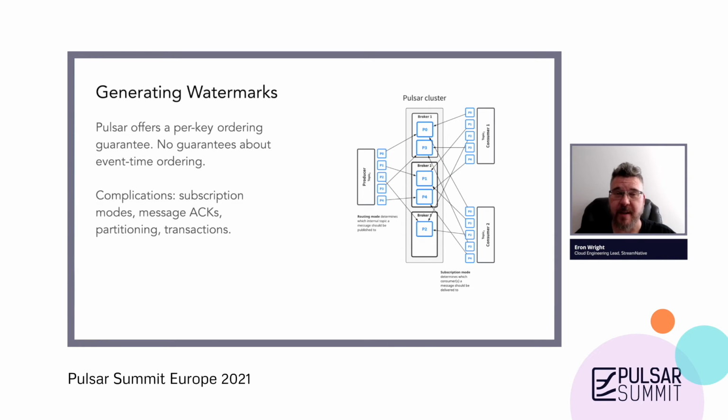Pulsar does offer a per key ordering guarantee, but doesn't strive to order information delivered to a consumer in event time order, whether across partitions or whatnot. And the ordering that you get is complicated by subscription modes, by the message acknowledgement aspect, by partitioning. Even transactions can have an effect on the order of observation of events.